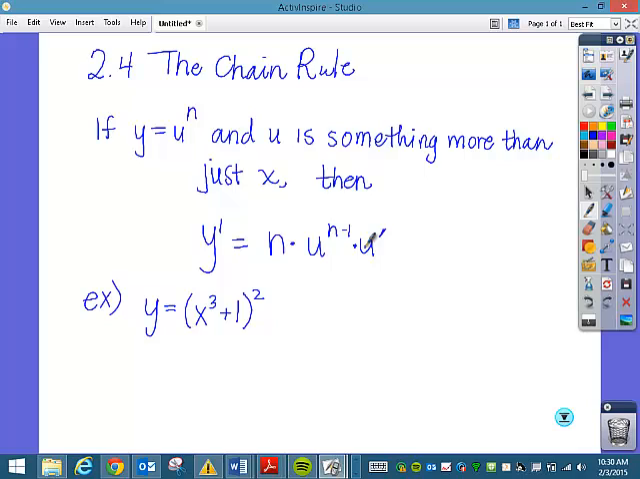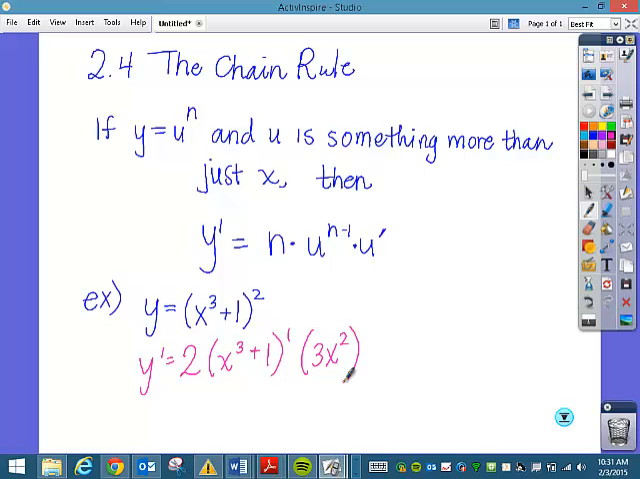y is equal to x to the third plus 1 raised to the second power. I'm going to have to use my chain rule. I'm going to take the exponent, 2, pull it out front. I'm going to keep the insides the same. I'm going to subtract 1 from my exponent, which is to the 1 power. And then I have to take the derivative of what's inside my parentheses, the derivative of u, which is 3x squared plus 0, so it's just 3x squared.